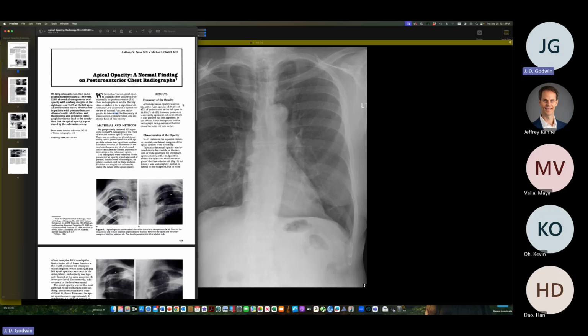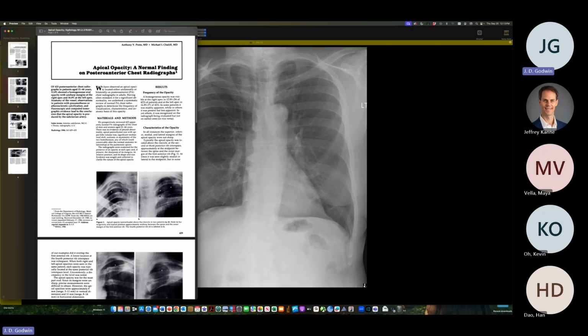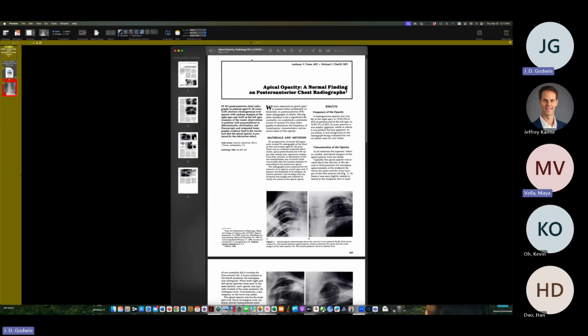Can you see this now? Let me bring this up. Can you see the Proto article here? Okay, so here are his examples. This is back from 1986. You can see in this one, it's more of an oval, which is a typical thing. It usually has sort of vague borders to it, not very crisp. And there are other examples here.